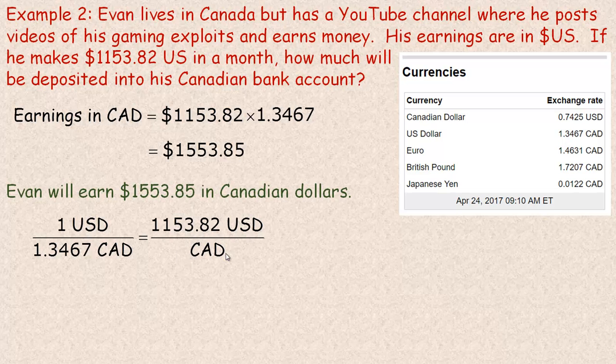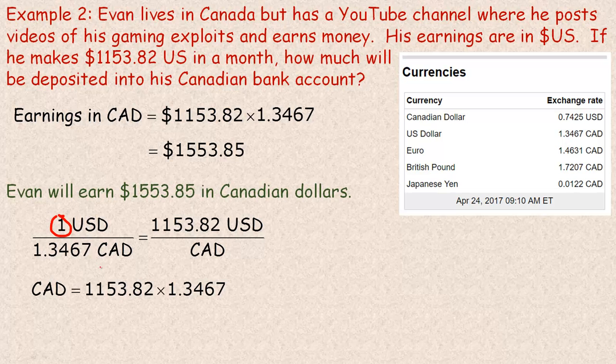So this is my unknown here, and the way we solve a proportion, this is a proportion because I know three things here. I know this is 1, this is 1.3467, that's 1153.82, is we do something called cross multiplying. So we multiply the two numbers on the diagonal that you know both. That's why I'm multiplying there. And you actually divide by the third number.